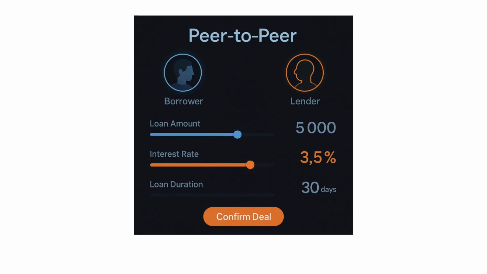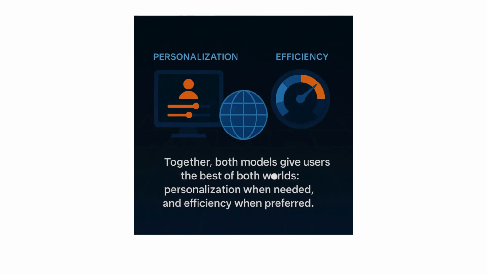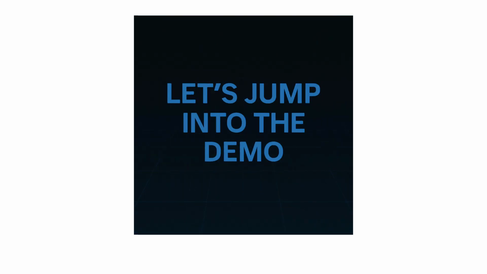On the other hand, the liquidity pool model is designed for speed and simplicity. Borrowers can access instant loans from a shared pool, while lenders earn passive yield by supplying assets without needing to manage individual deals. Together, both models give users the best of both worlds: personalization when needed and efficiency when preferred. Let's jump right into the demo.